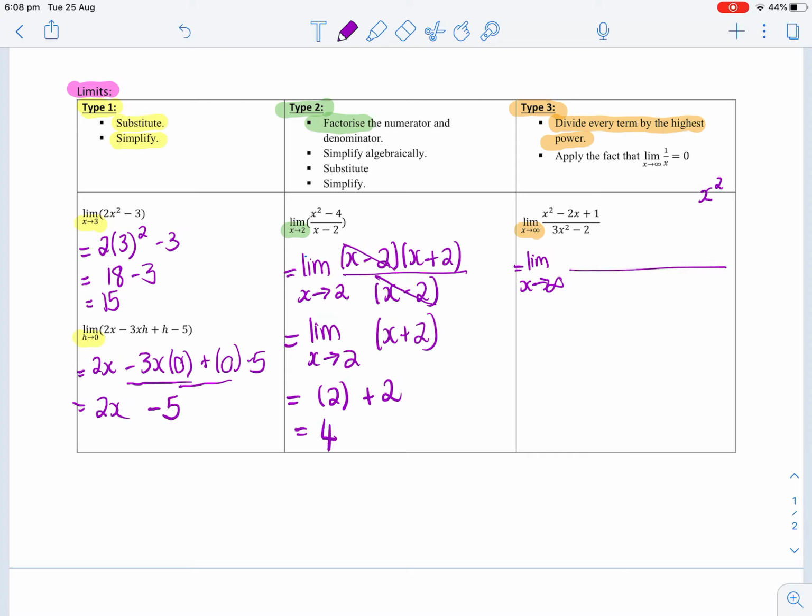Every term, it starts very tedious and then it just simplifies beautifully at the end. Every term divided by x squared. 2x divided by x squared. 1 divided by x squared. And the same in the denominator. 3x squared divided by x squared. Negative 2 divided by x squared. Every term divided by x squared. Now I simplify. I'm still not substituting, so I keep the limit symbol.